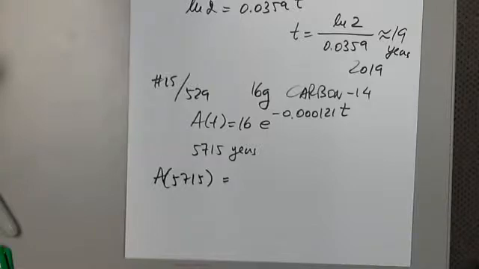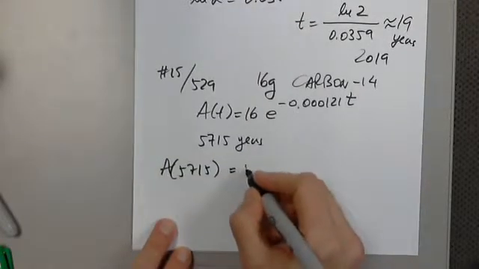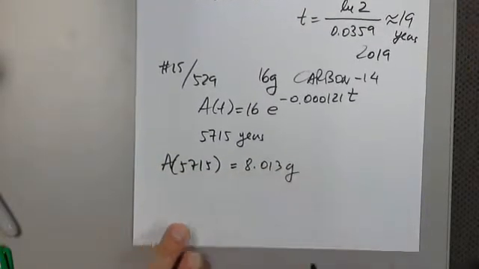So I'll put it in the graphing calculator right away. And I have 16 e, in parentheses negative 0.30121 multiplied by 5715. So initially there were 16 grams. After 5,715 years, 8.013 grams.